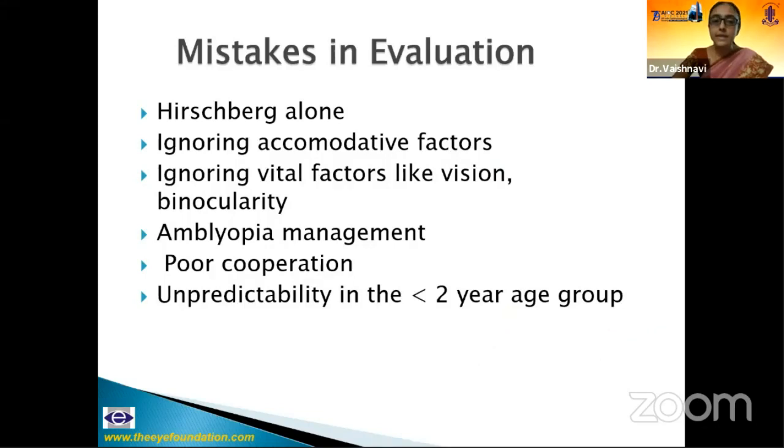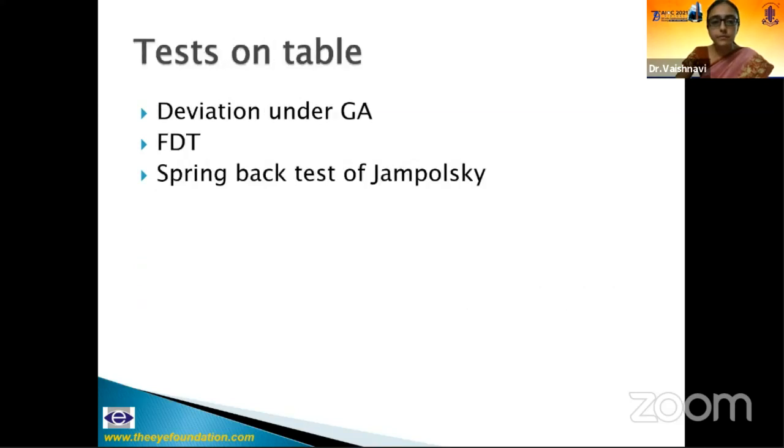So what are the common mistakes in evaluation? Hirschberg alone is not sufficient, and we should not ignore the accommodative factors. And in any case of monocular squinting with very poor vision in the squinting eye, the refraction of the normal eye is a must. Always correct amblyopia before you take the patient for surgery, and poor cooperation is predicted in the age group of less than 2 years. So you make sure that you get a reliable and stable measurement before you jump in for surgery.